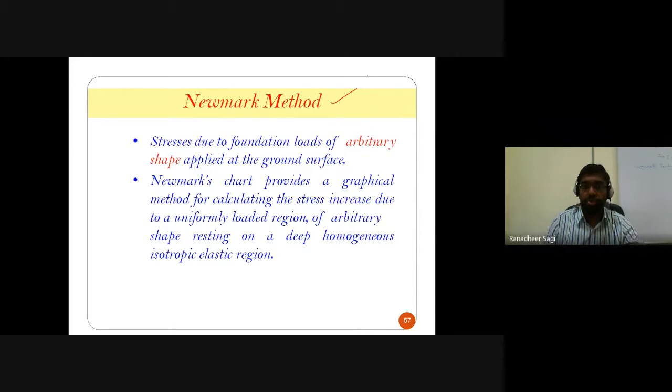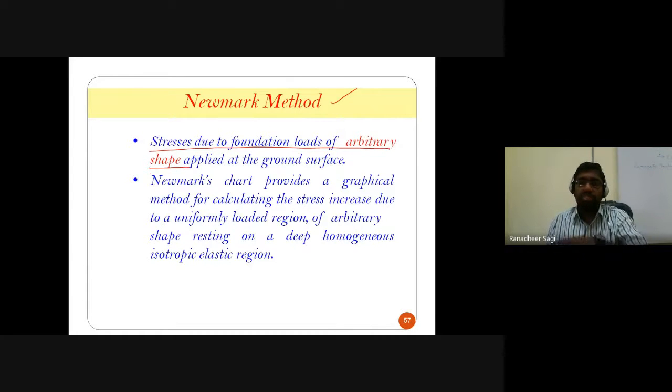It need not be of a known cross section. For any irregular cross sectional loading area also, this Newmark method is going to help you in finding out how much is going to be your vertical stress that is getting developed in the soil. So it means that stresses due to the foundation loads of any arbitrary shape.